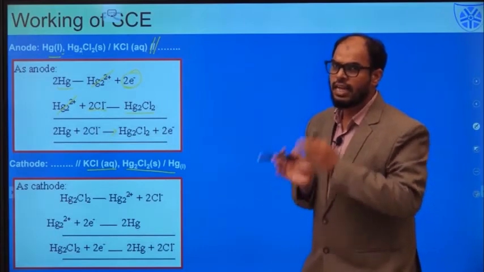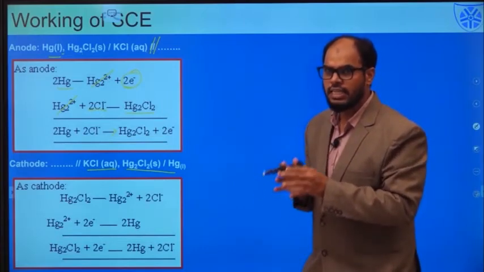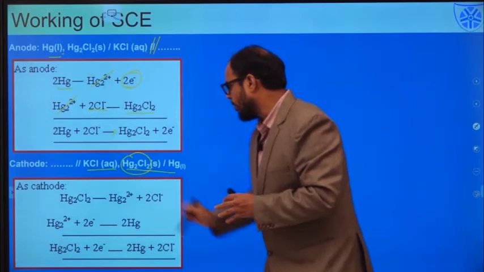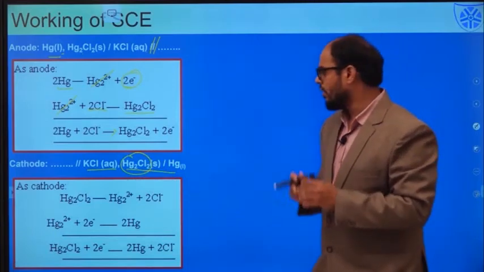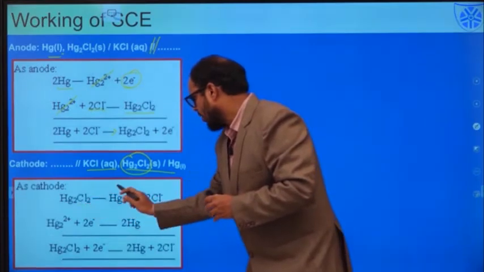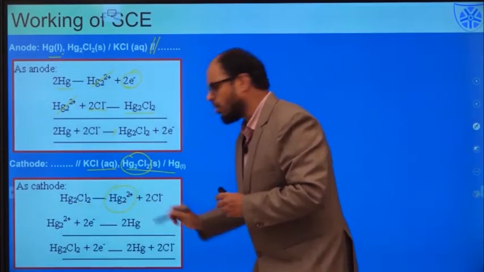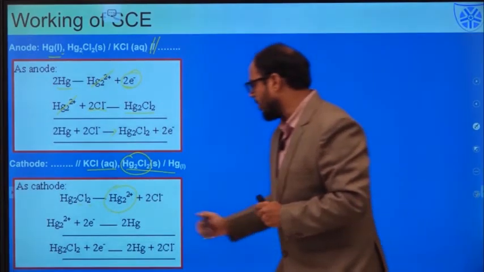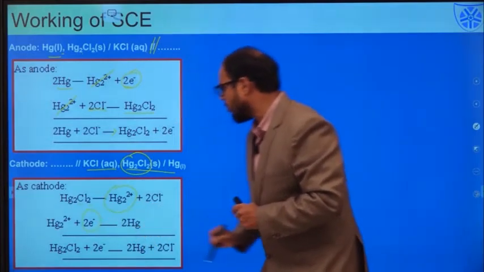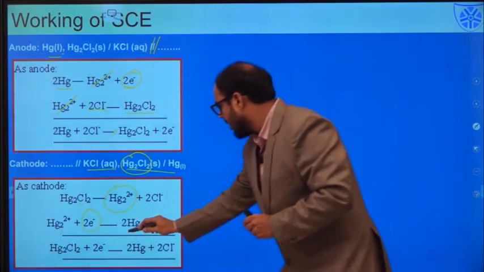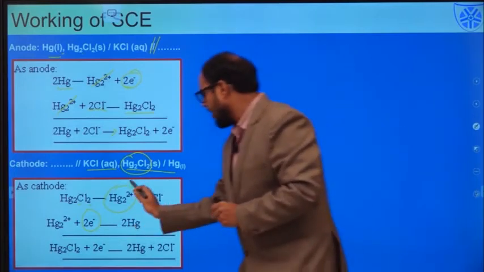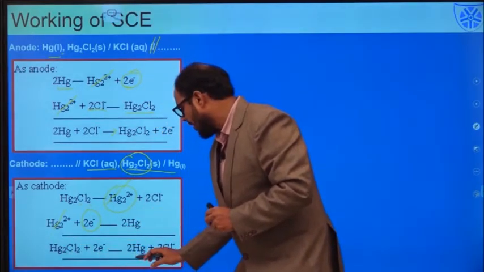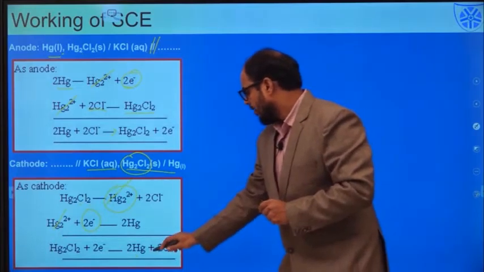Suppose the other half cell is acting as an anode and our SCE is acting as a cathode. So this calomel is going to accept electrons. Let us try to understand. The Hg2Cl2 contains Hg2 2+ ions. So we have 2 mercurous ions, and these mercurous ions are going to accept 2 electrons to form elemental mercury, and the resultant reaction can be written as calomel accepting 2 electrons forming 2 Hg plus 2 Cl minus ions.